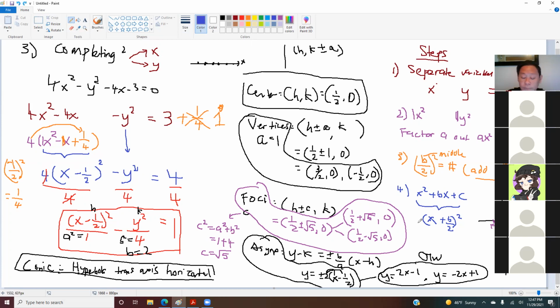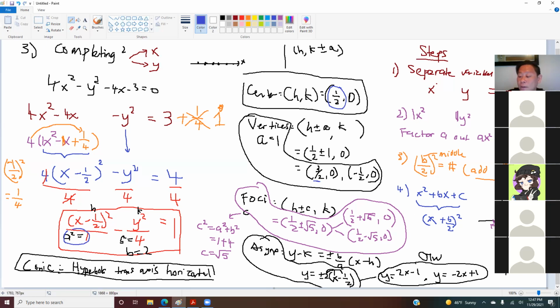Isn't the vertices 1/2 or is it 3/2? This is 3/2. Okay. 1/2 is your center. Okay. This is the center. Okay. You're going to add 1 and 1 to that side because your A is 1.